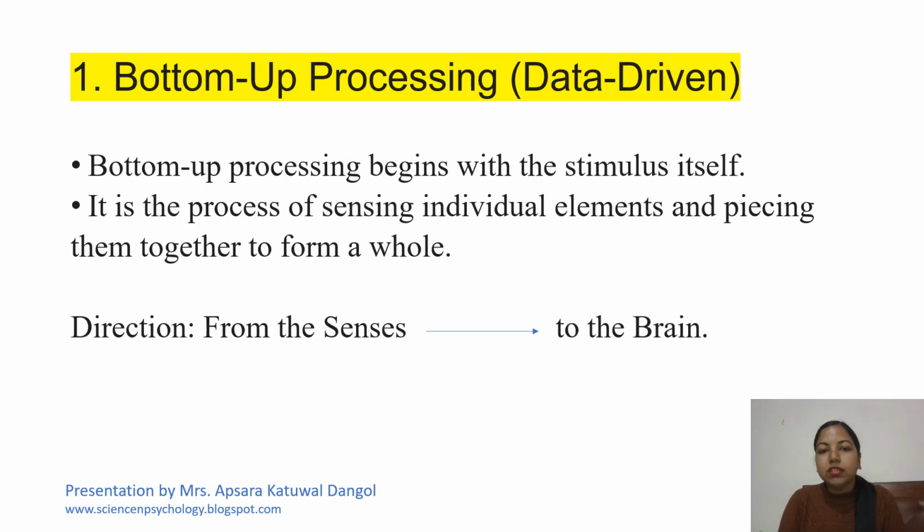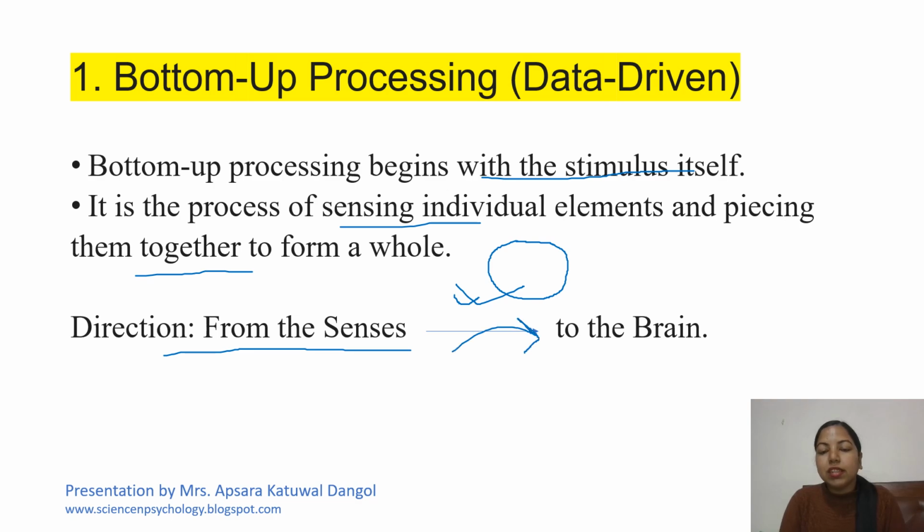Bottom-up processes begin with the stimulus itself. It is the process of sensing individual elements and piecing them together to form a whole. Suppose I see this image over here, this might be new for me. But when I try to understand it, all the information goes to my brain. So later on, when I see a similar thing, I am able to identify it. So the direction of bottom-up processing is from our senses to the brain. To understand more about bottom-up processing, let us look at an example.